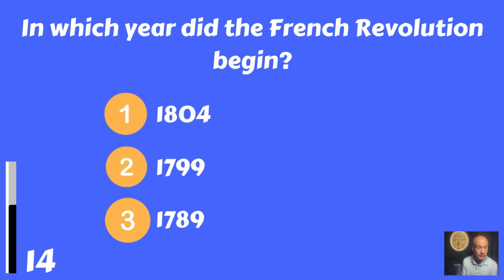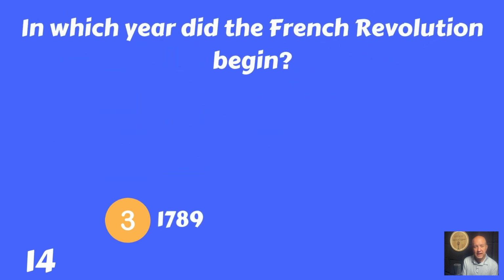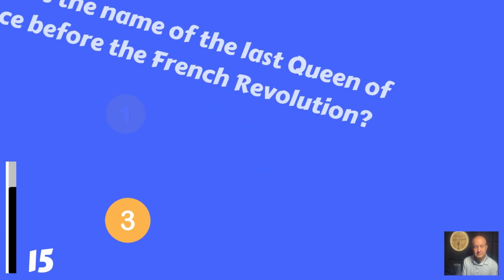In which year did the French Revolution begin? 1804, 1799, or 1789? The French Revolution began in 1789.